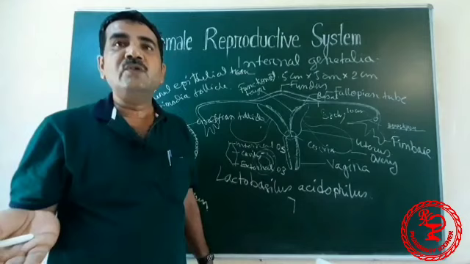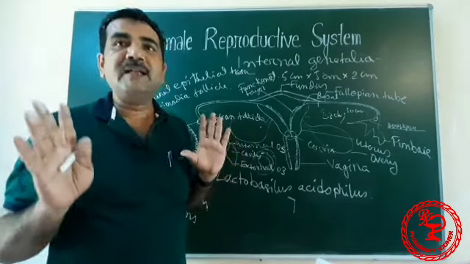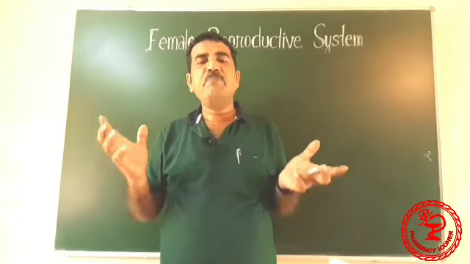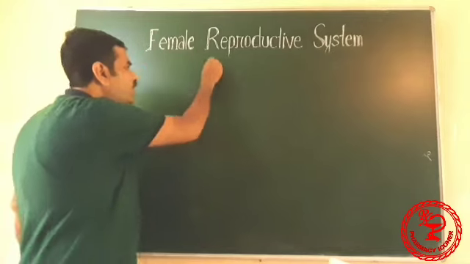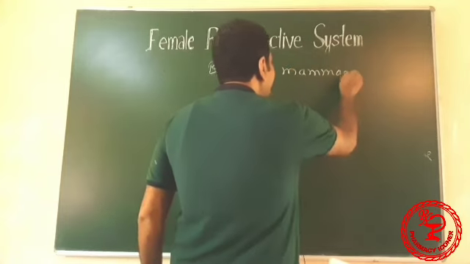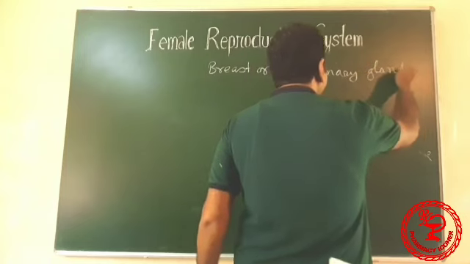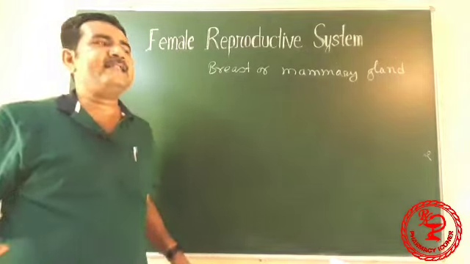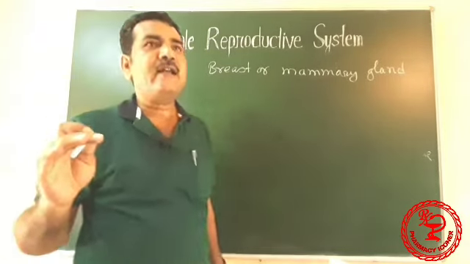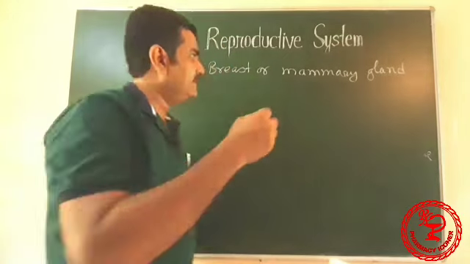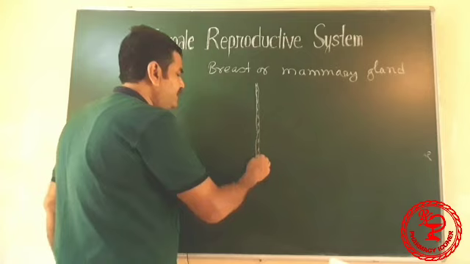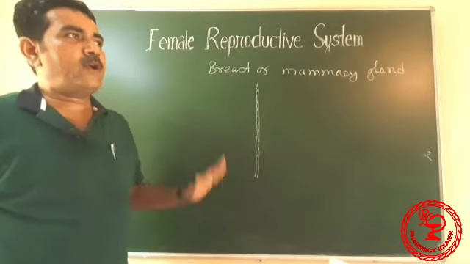Next, we will go into the secondary reproductive organs, the breasts or mammary glands. The breast or mammary gland is situated in the chest over the pectoralis major and serratus anterior muscles. This is the pectoralis major muscle.